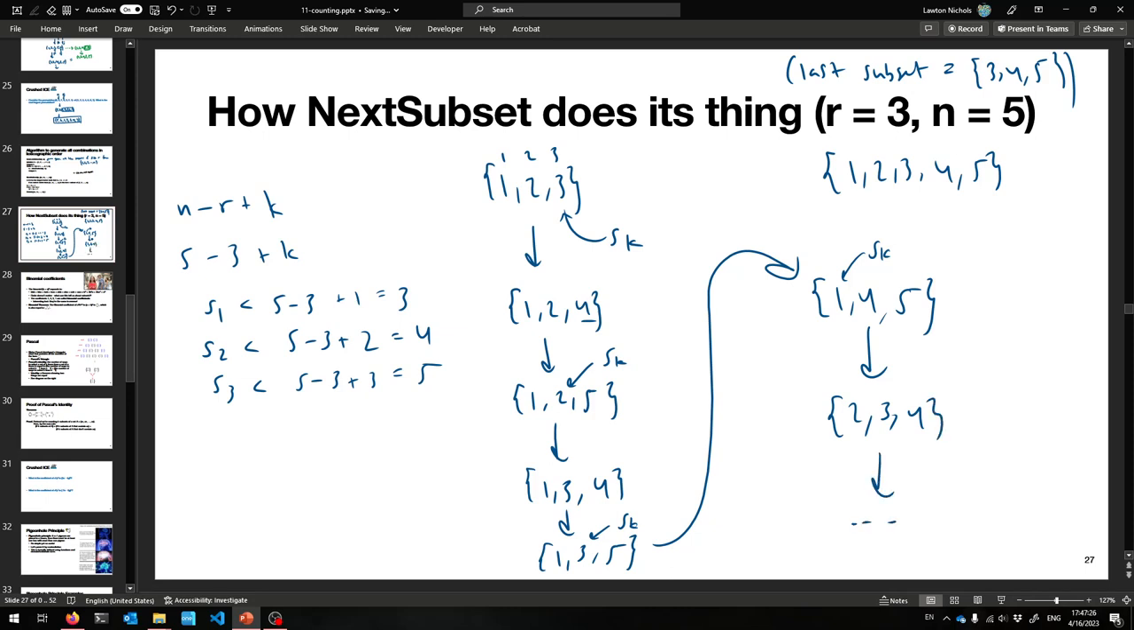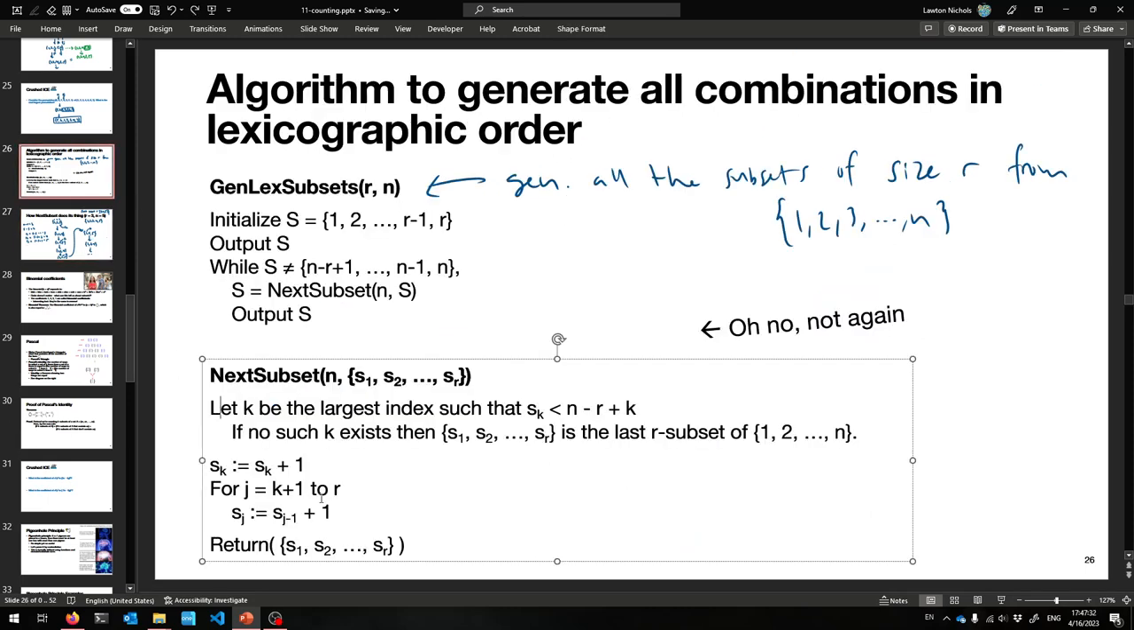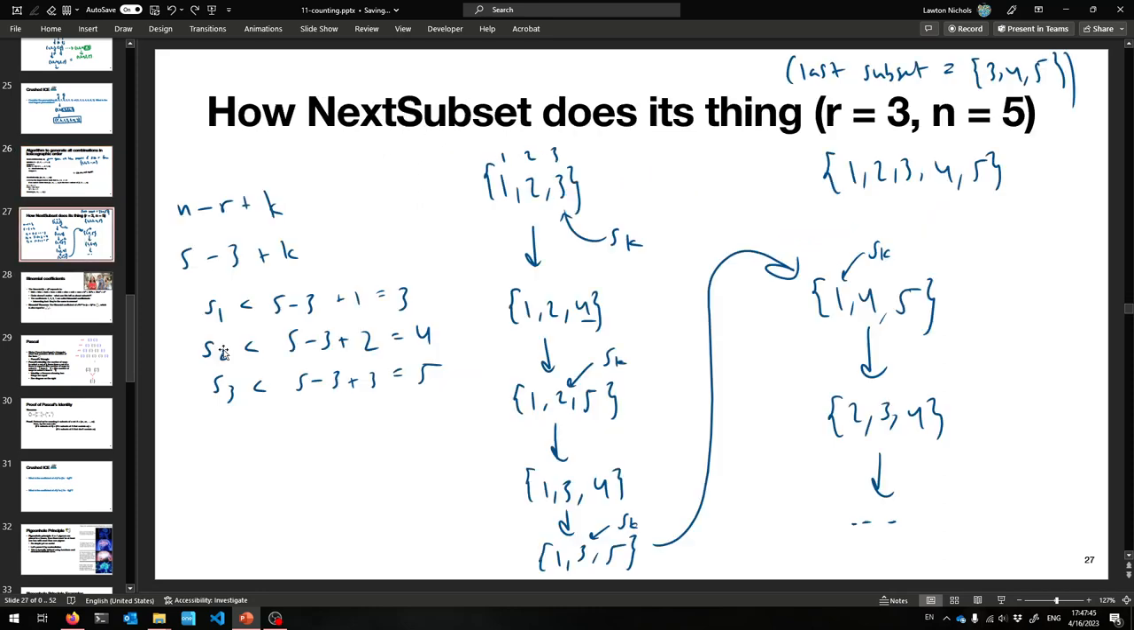And it's going to go that way. Hopefully you kind of see the pattern to 3-4-5. All right. So that's how next subset is working. I hope that makes a little bit of sense. Again, it's looking for indices, and it's doing some special stuff with it. All right, so that's interesting computer science stuff, I would say.